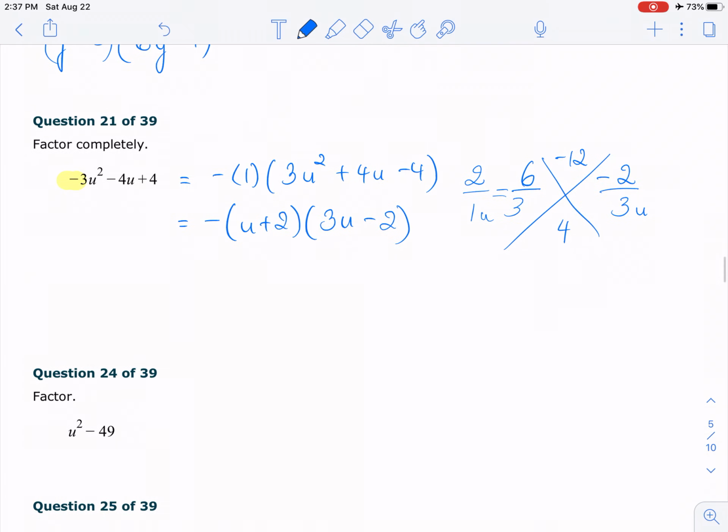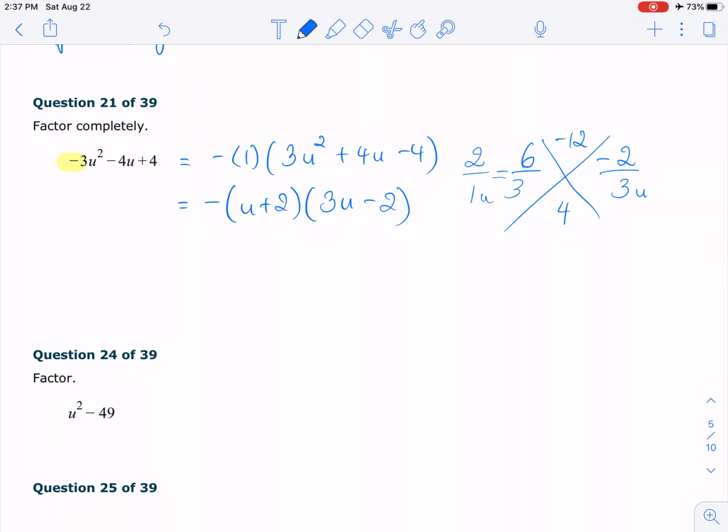Number 24 is a special, the special product. Okay, this is a square of a binomial. So hopefully you remember. So that's u squared minus 7 squared. So when you factor, you get u plus 7, u minus 7.